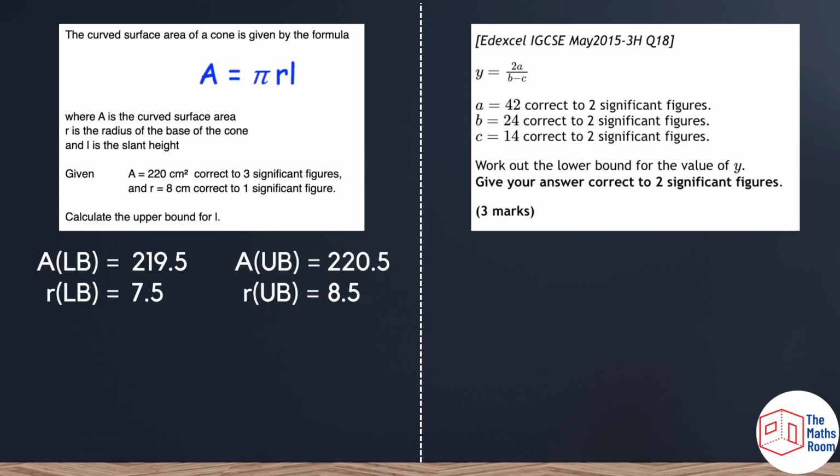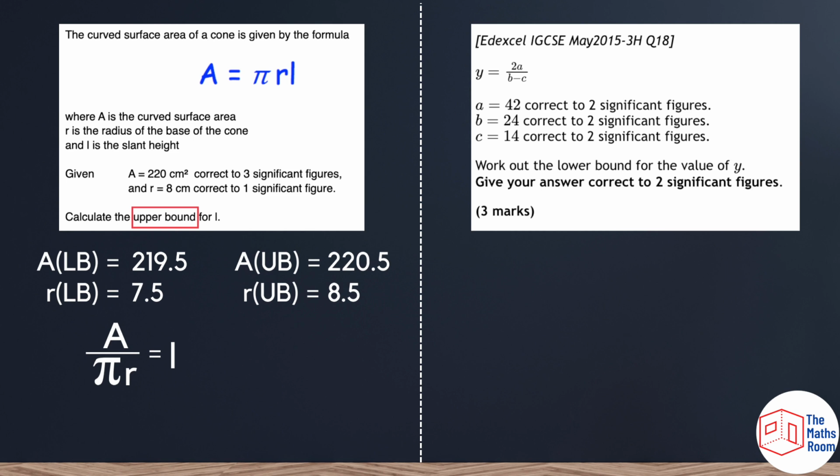First up, I always recommend writing down all the lower and upper bounds so that you have them available for when you're thinking through the question. Next, we need to be a little bit careful on this one. Our question is asking us to calculate the upper bound for the slanted length. So the formula as it is needs a little bit of rearranging. So we need to divide both sides by pi r, resulting in a formula that looks like this.